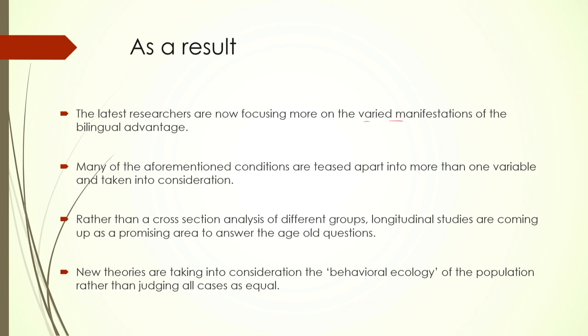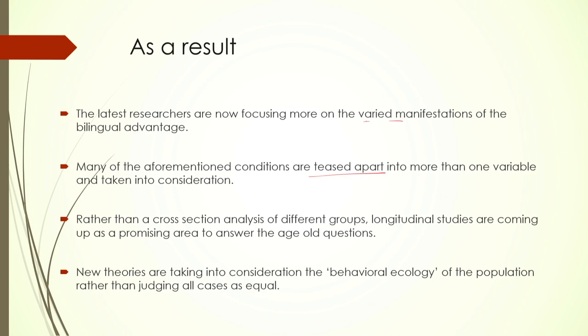Many of these aforementioned conditions are now teased apart into more than one variable. The bilingual population can now be divided into bilingual migrant and bilingual non-migrant populations, bilingual populations differing on SES, differing on cultural closeness, linguistic closeness, and so on. So the one idea of bilingualism can now be broken down into five different types of bilingual. That is what we mean by former conditions now being teased apart into more than one variable.